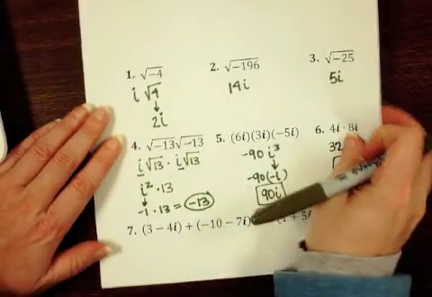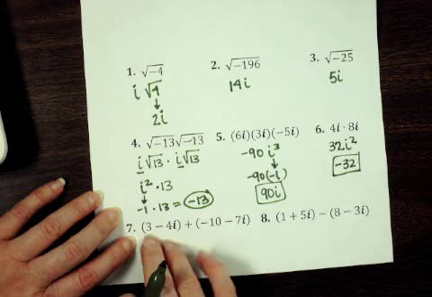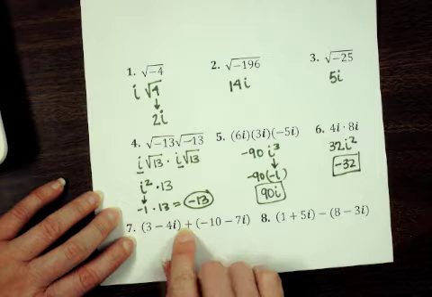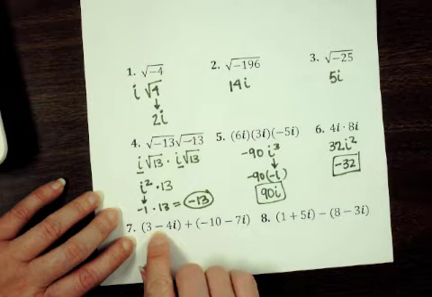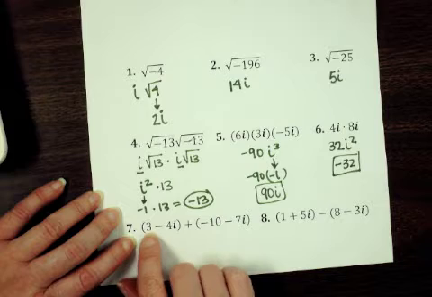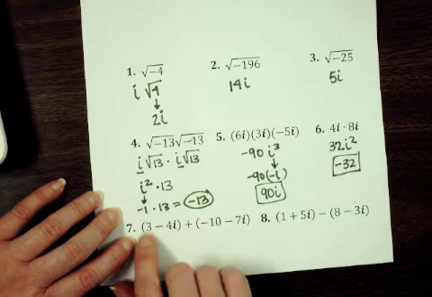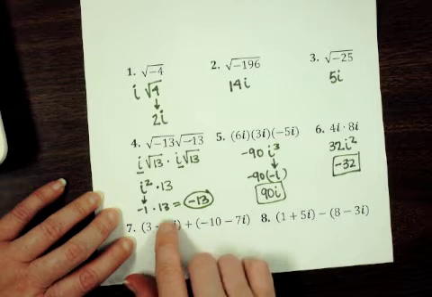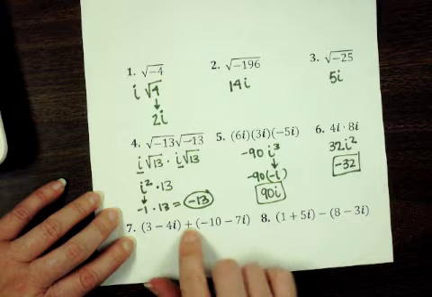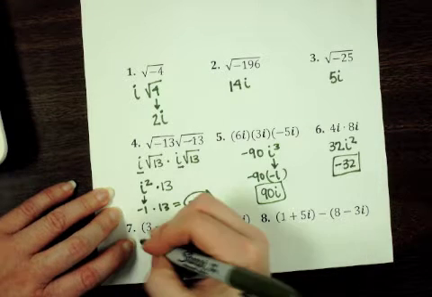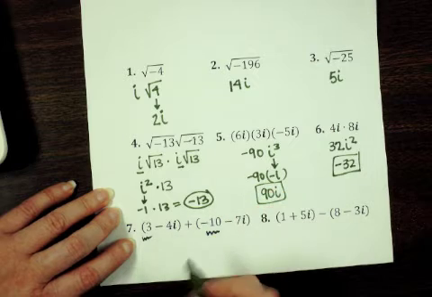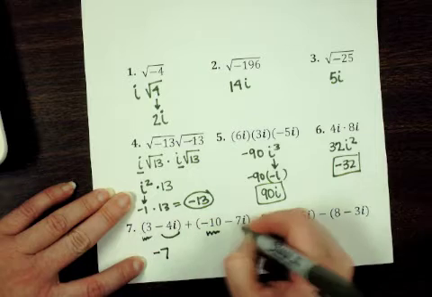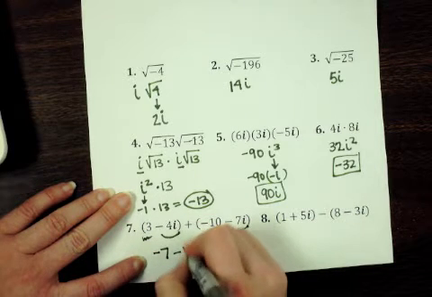Okay. Number 7, the way we write an imaginary number is we have a real part and an imaginary part. Usually it's a plus or minus bi. In this case, my real parts are 3 and negative 10, and my imaginary parts are negative 4i and negative 7i. We're going to add, so it's just like adding like terms. So I get 3 plus negative 10, and that equals negative 7, and I get negative 4i plus negative 7i, which gives me negative 11i.